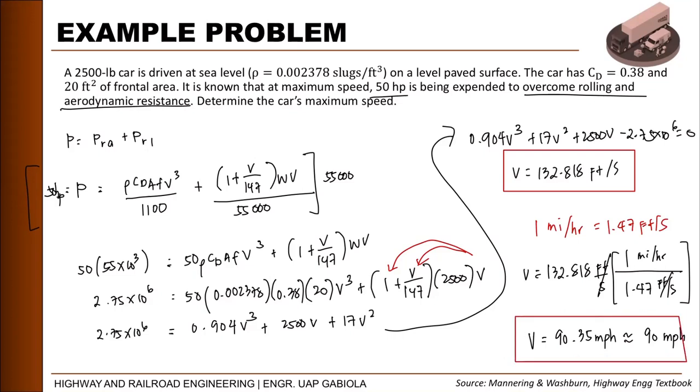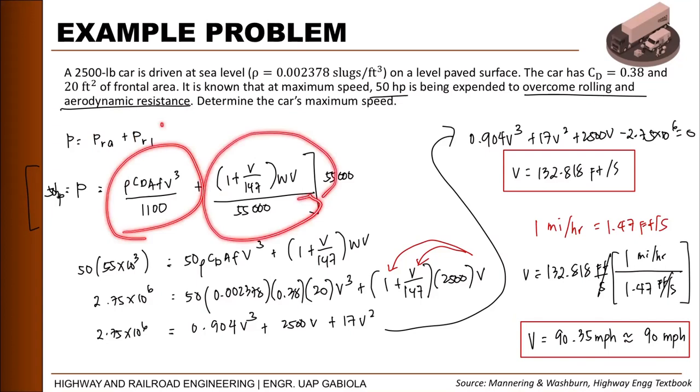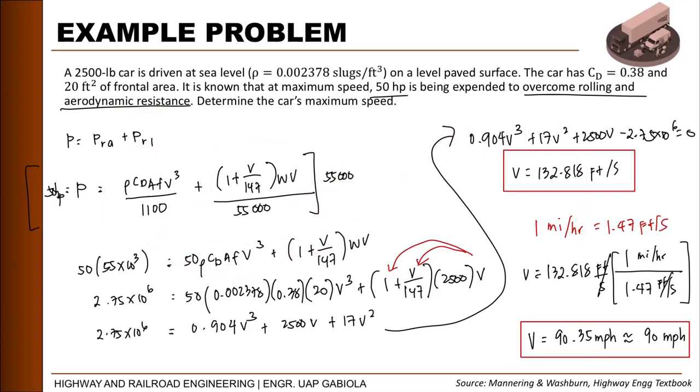So, that is the speed of the car. Okay? So, based only on the formulas for power for aerodynamic resistance and power based on rolling resistance, we were able to arrive at the unknown velocity of the car.